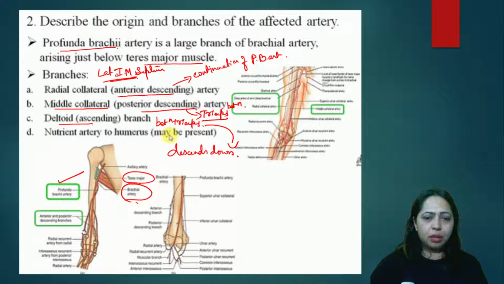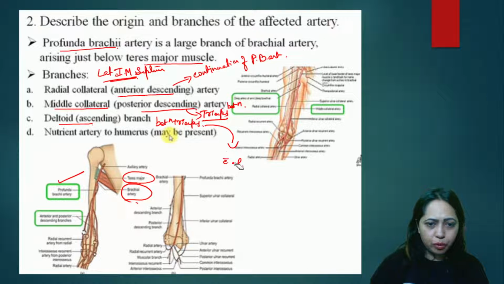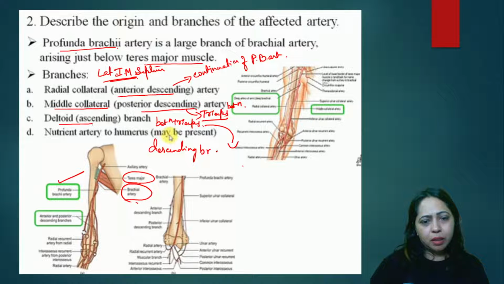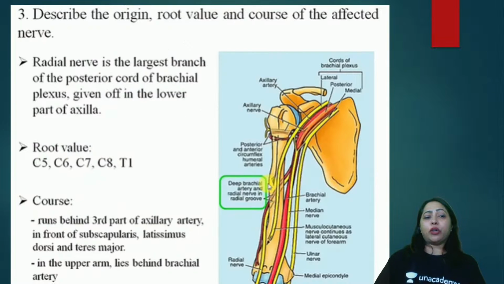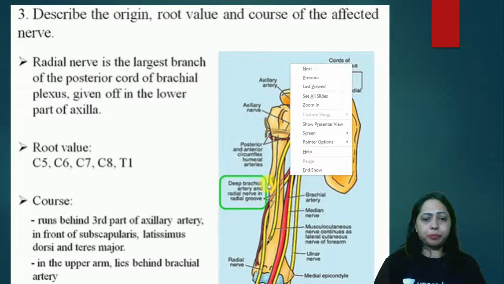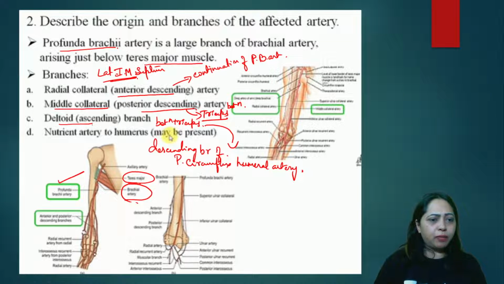It descends down to anastomose with the posterior. It actually anastomoses with the descending branch of the posterior circumflex humeral artery. All right, so that is what the deltoid branch does. Next, you have the nutrient artery.